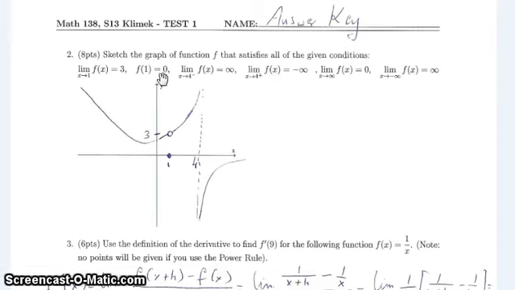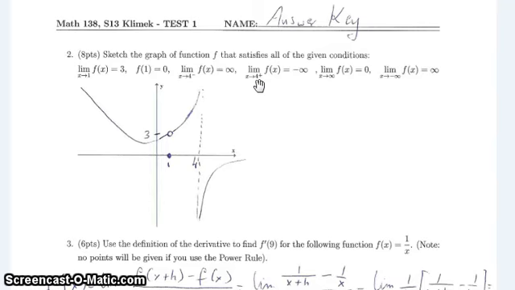Now f of 1 is equal to 0, which means that you should put an open circle over here and a closed circle where x is equal to 1 and y is equal to 0. Then the next condition, limit as x approaches 4 from the left of function f is infinity. So this is x equals 4. As x approaches 4 from the left, your function should go up to infinity.